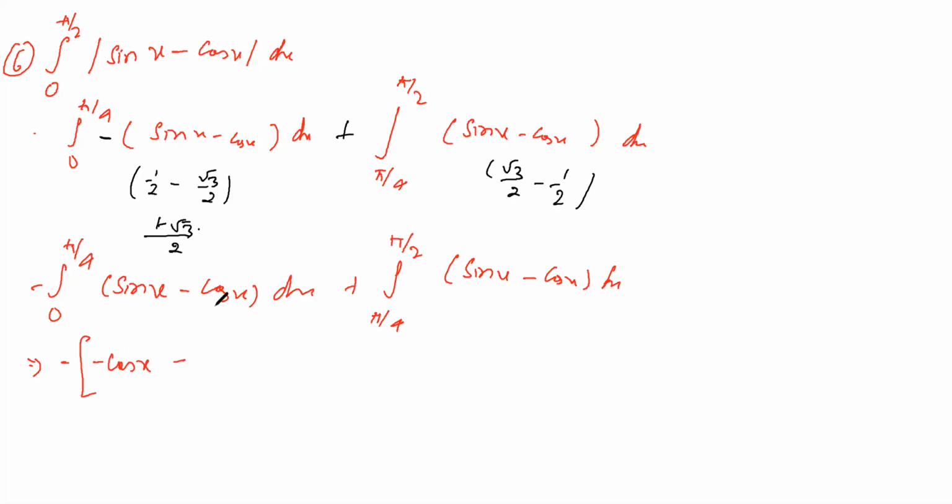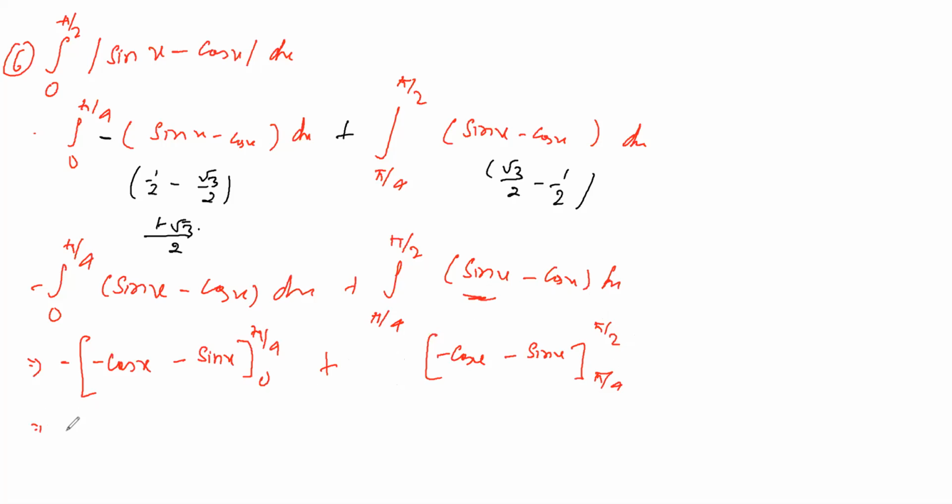Okay, minus. I have given just this minus. Now the integration of cos x is sin x. Now should I give the limit? Yes, I should put the limit here, 0 to pi by 4. Okay, plus. Now here see the integration of sin x, once again it is minus cos x, minus this minus I have given. Now the integration of cos x, once again it is sin x. Now I'll put the limit here, pi by 4 to pi by 2.